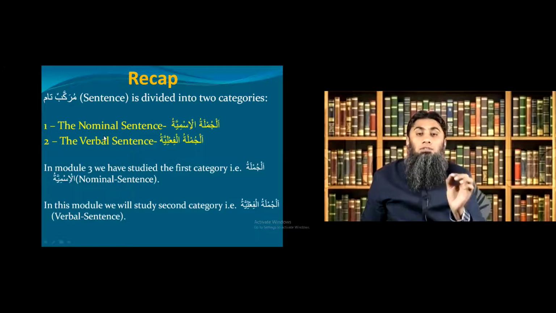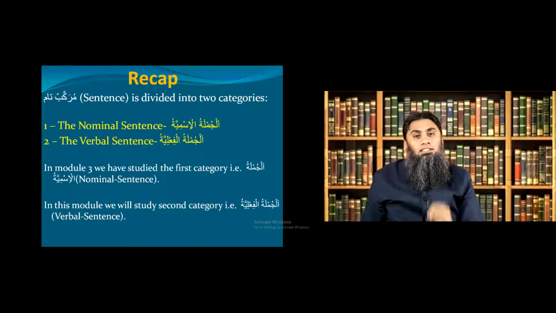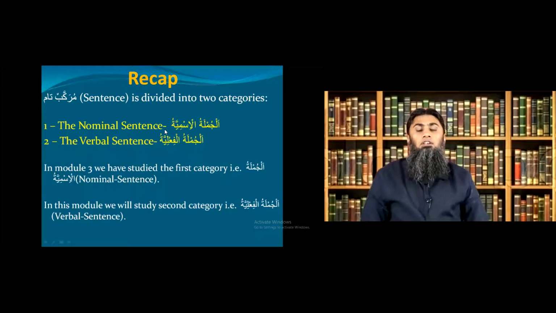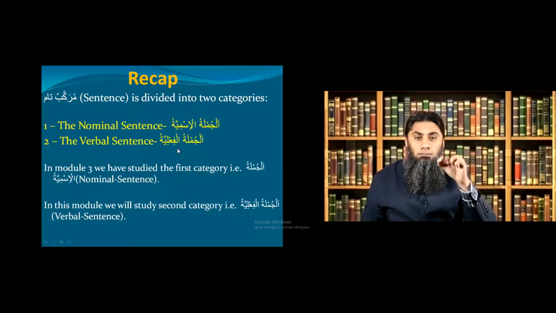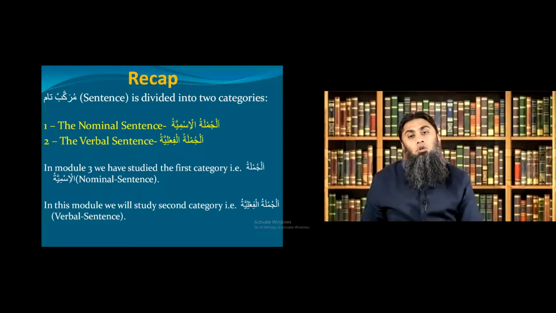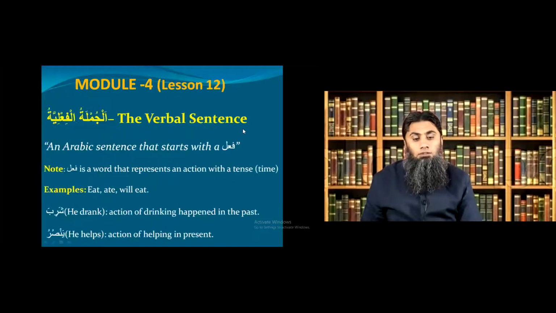So murakkab tam or sentence in Arabic language, there are two types of sentences: a nominal sentence or jumlatul ismiya, and alhamdulillah we have covered this one in module 3. The second type is called the verbal sentence or jumlatul fi'liya. Inshallah, in this module 4, this is our topic. Now what is jumlatul fi'liya? As you can see on the screen, and that's, by the way, lesson number 12.